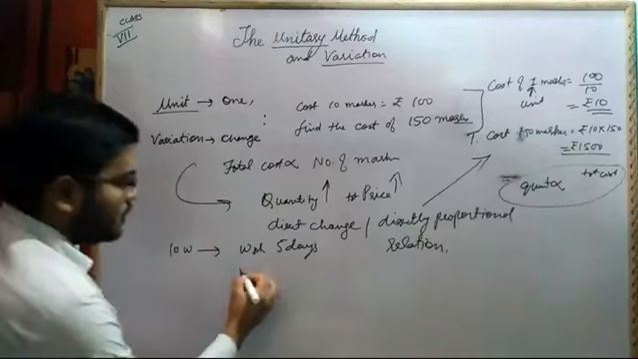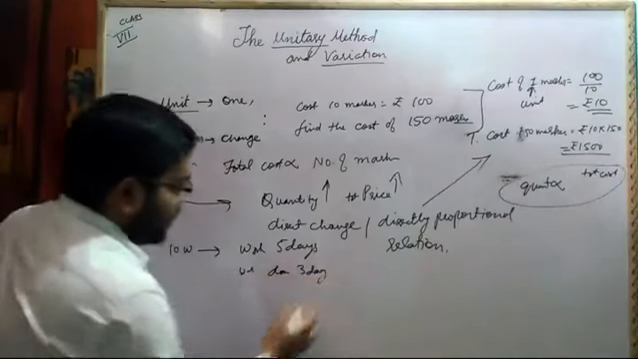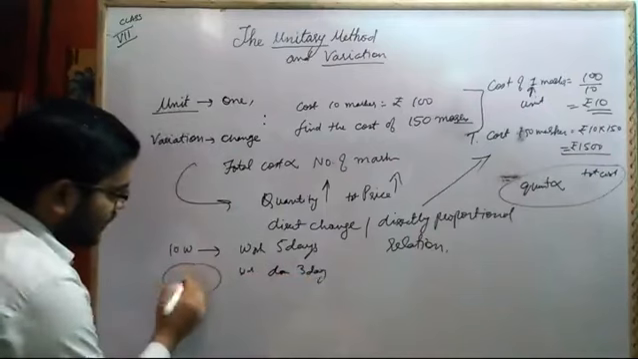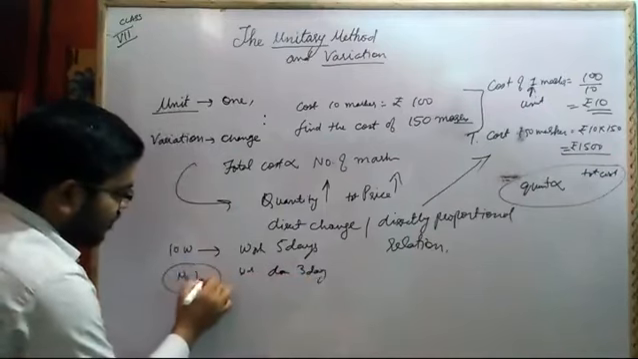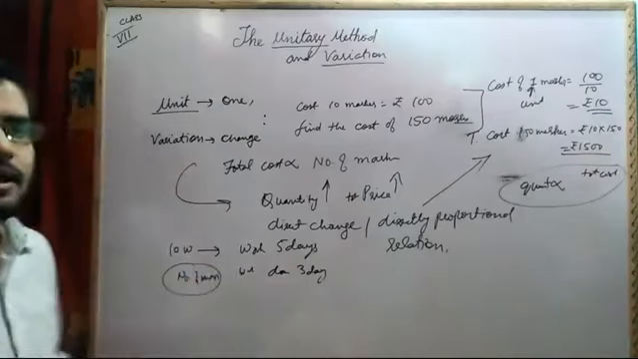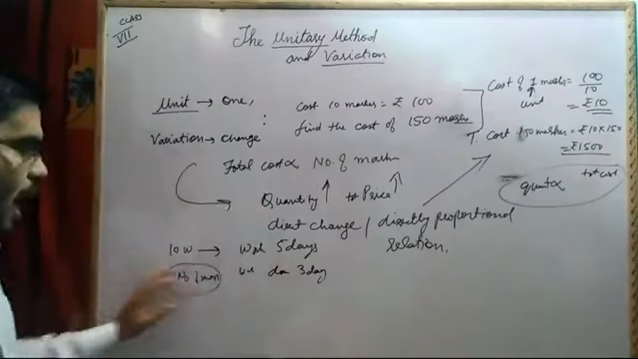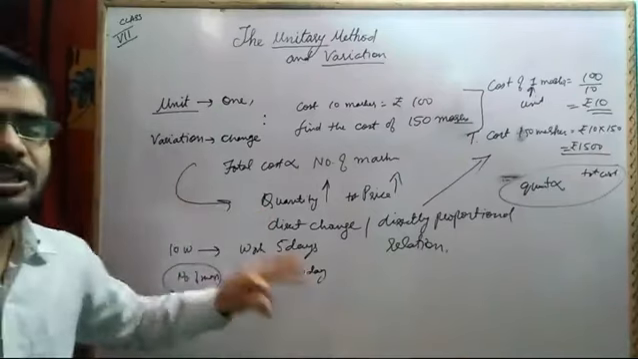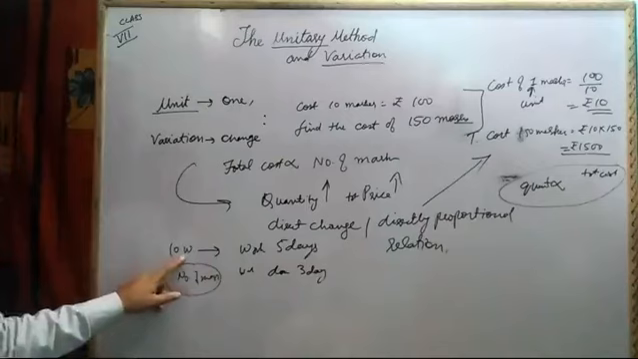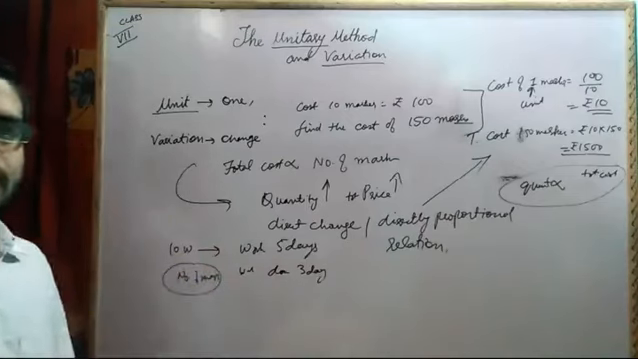If I want the work to be done in 3 days, then definitely I have to increase the number of men, then only I will be able to get the desired output. 10 workers, 5 days. Now I want the work to be completed in 3 days, so definitely 10 workers will not be able to finish that work because their efficiency is not going to increase.